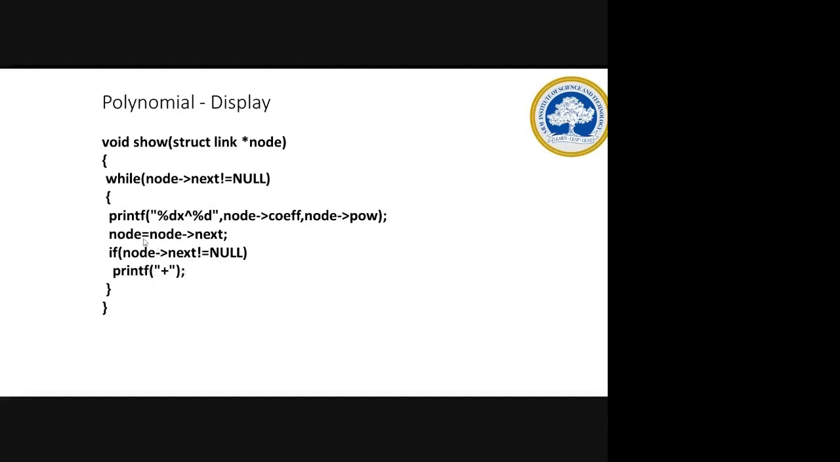So here, if node of next, if you still have so many coefficients or values, it will go to the next value until node of next is equal to null. So finally your output will be like this. You will be having it like this.